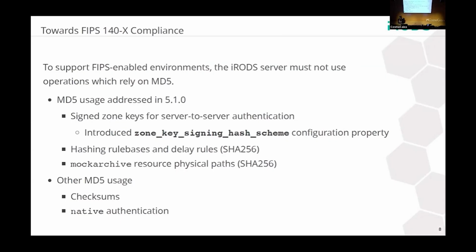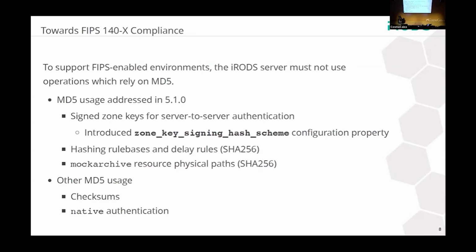For 5.1.0, we addressed this by changing the way that signed zone keys for server-to-server authentication work, by using a zone key signing hash scheme configuration. This was introduced to allow for backwards compatibility because old servers only know how to do MD5 zone key signing. But moving forward, you can use other hash schemes that do not involve MD5.